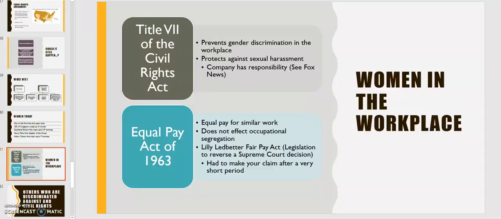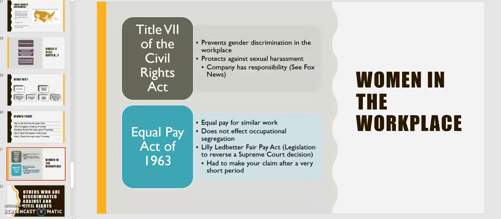In 1963, we get the Equal Pay Act, so equal pay for similar work. It does not mean that women have to get paid exactly the same. The idea is that there is occupational segregation. More women are nurses, more men are doctors. Doctors make more than nurses. So you have to take that into account.